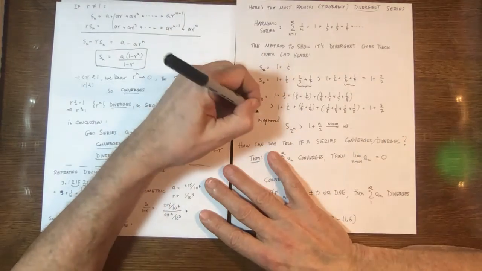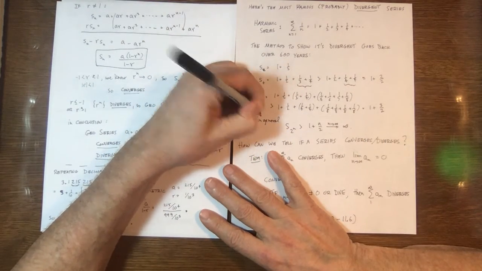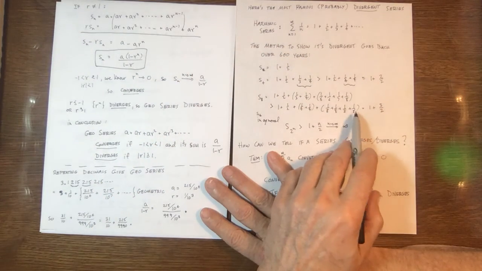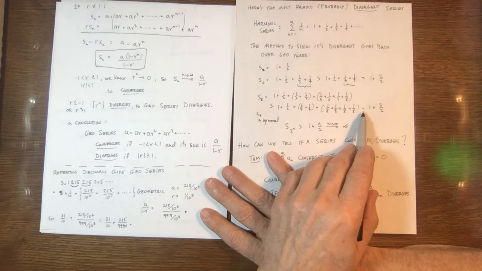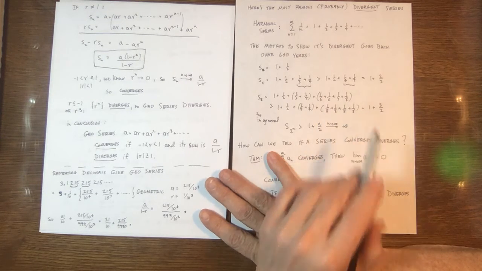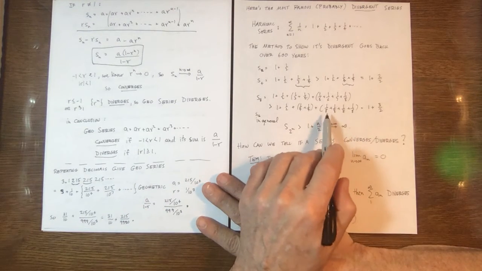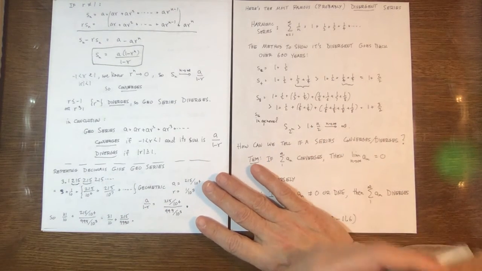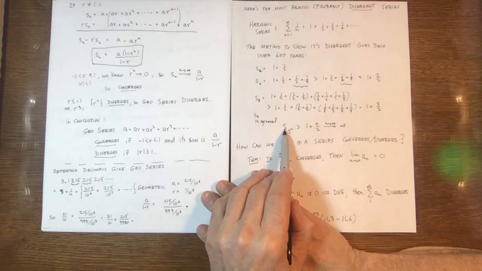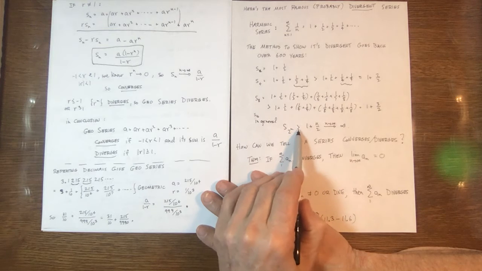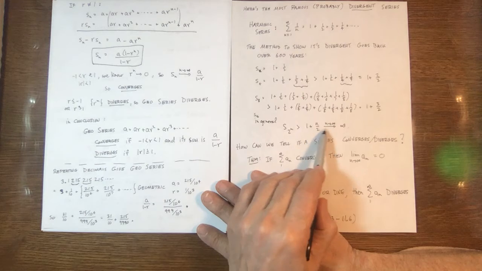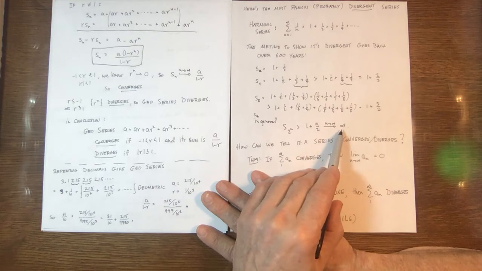If you went to the next one, if you went to S16, then you would have all these terms, and then you'd have a 9th, a 10th, an 11th, a 12th, a 13th, a 14th, a 15th, and a 16th. And that would be 8 more terms, each at least a 16th. So you'd get another half, and so on. In general, partial sum corresponding to 2 to the n is bigger than this number. But this number goes to infinity as n goes to infinity.